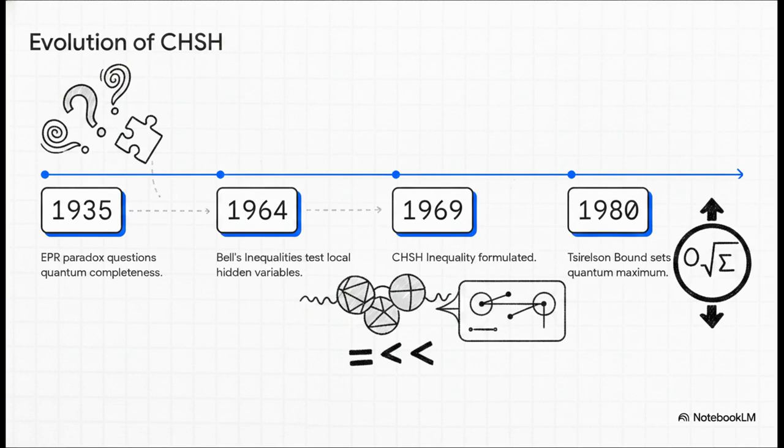Then, in 1969, Clauser, Horn, Shimony, and Holt formulated the CHSH inequality. This was huge because it made Bell's theorem way more practical for actual lab experiments. And finally, in 1980, Boris Tsirelson proved the absolute maximum limit that quantum mechanics allows for the CHSH correlation.